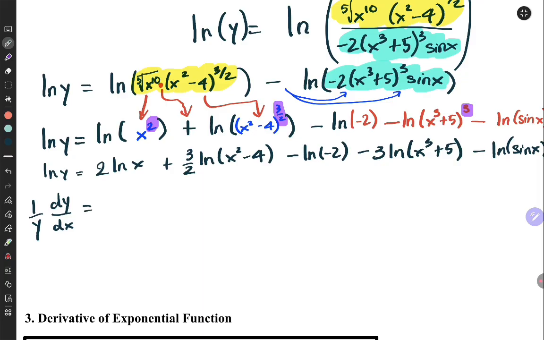Go. Also, you get the answer. Remember, this is 0. And then multiply both sides by y. Finish. Done.